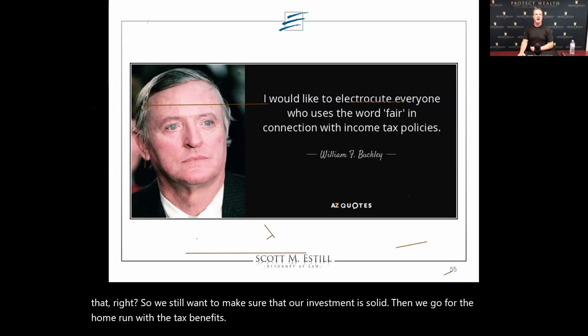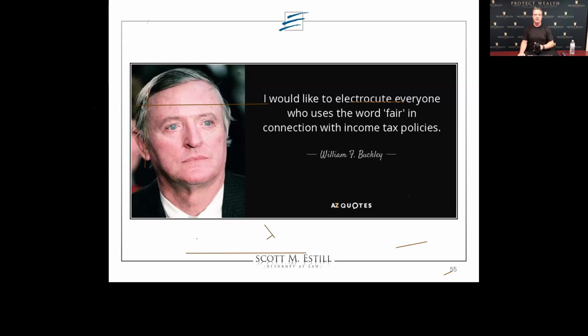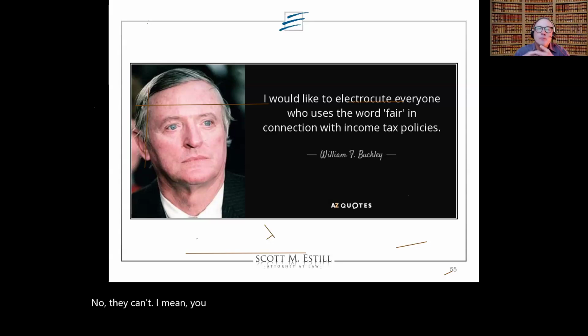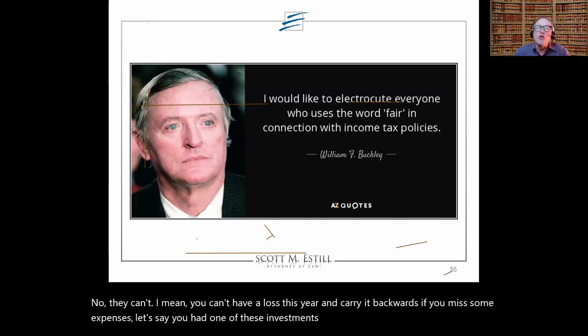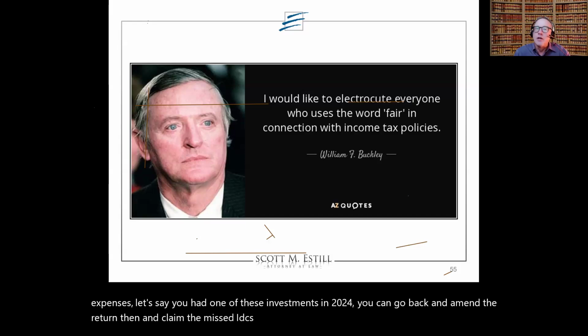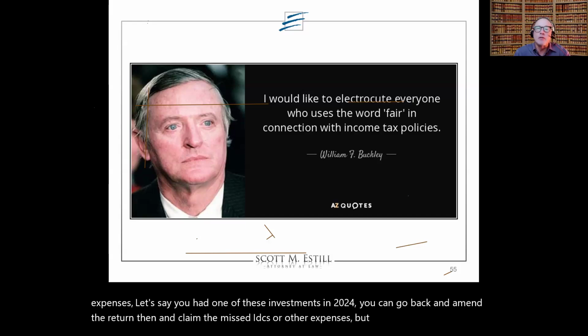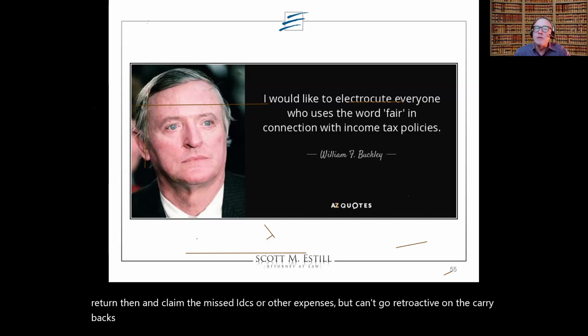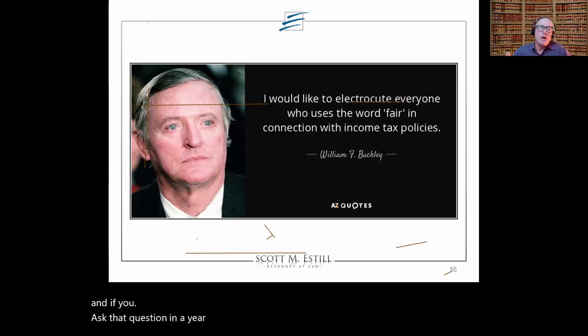I love it. Okay. Chad asks, can tax benefits be applied to previous tax bills, previous tax years' bills? No, they can't. You can't have a loss this year and carry it backwards. If you miss some expenses, let's say you had one of these investments in 2024, you can go back and amend the return and claim the missed IDCs or other expenses, but you can't go retroactive on the carrybacks as of today. And that's one thing that changes all the time. So that's a great question. And if you ask that question a year from today, the answer could be, oh yeah, that's a brand new tax law.